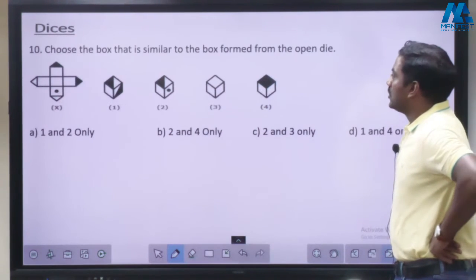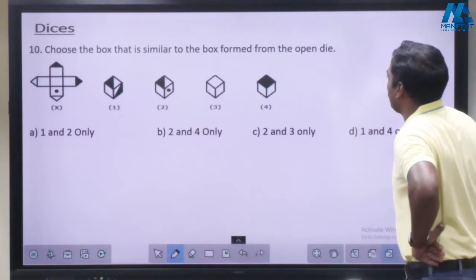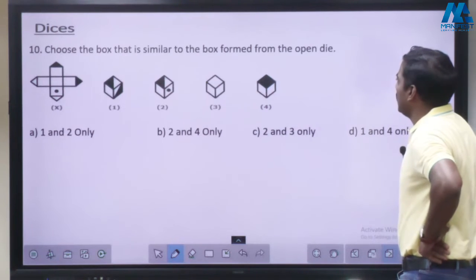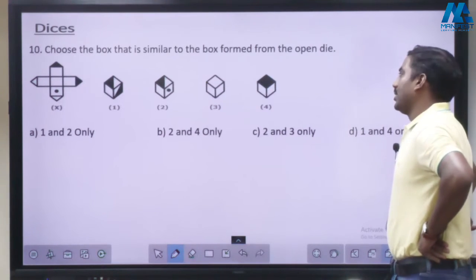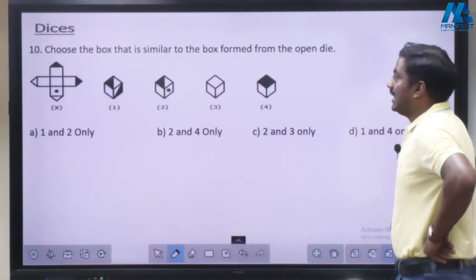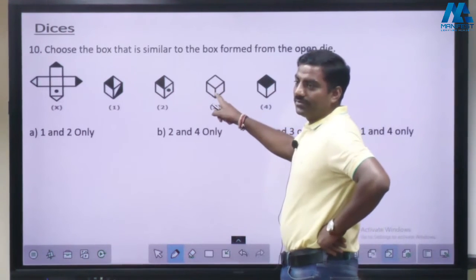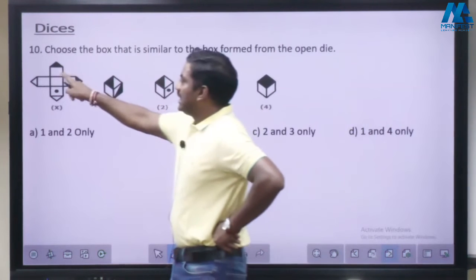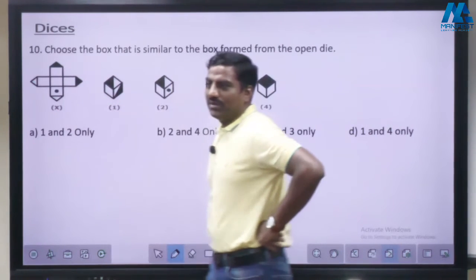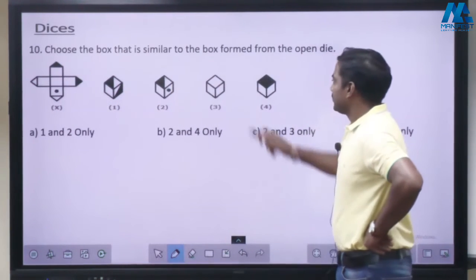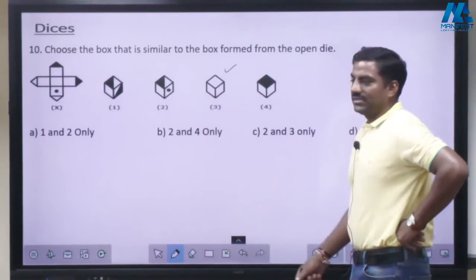So what we'll do, choose the box that is similar to the box formed from the open die. Okay, let us take the challenge. This is a possibility. Take these three or these three. There is a possibility. Yes.